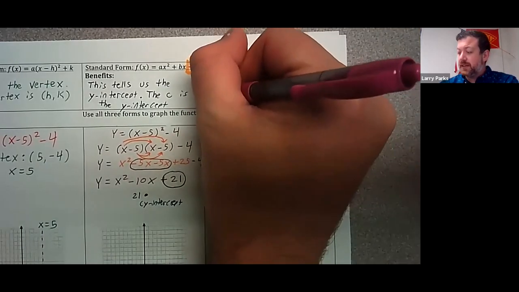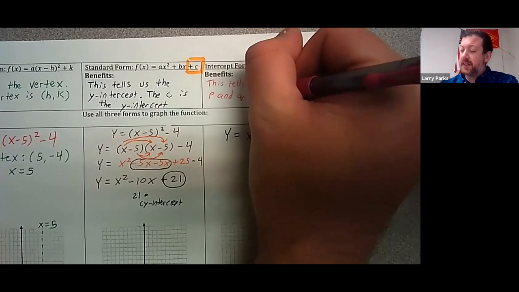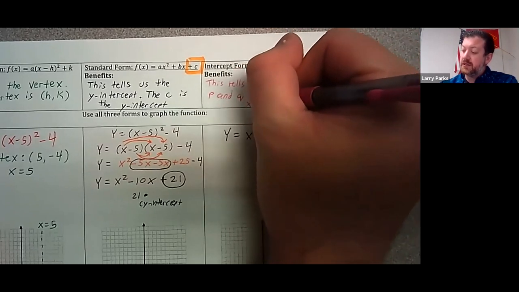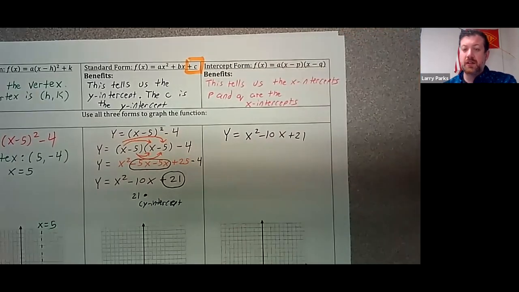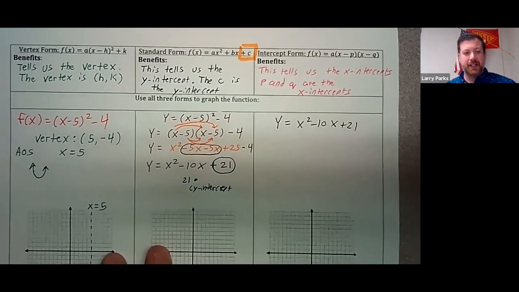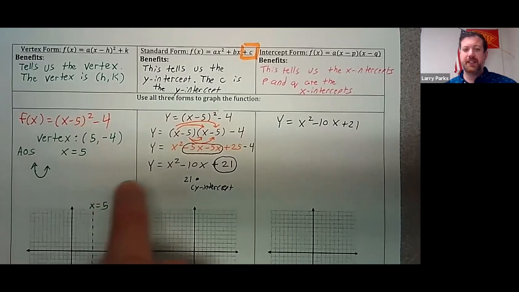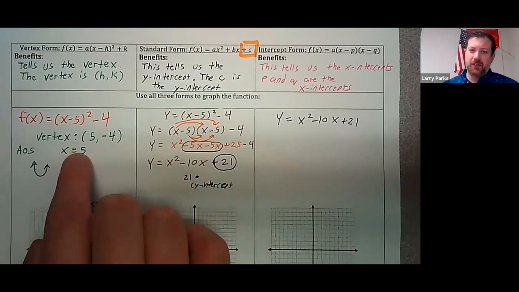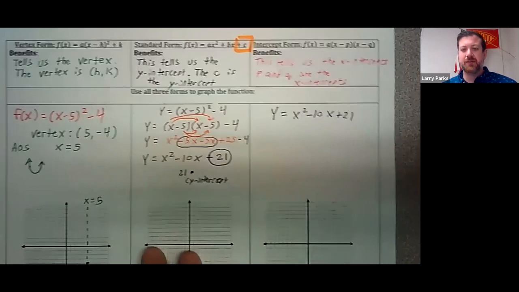P and Q are the x-intercepts. So I know I said this already, but if you start in vertex form, it's easier to go to standard form and then intercept form. Don't try to go from vertex to intercept form without going to standard form first.